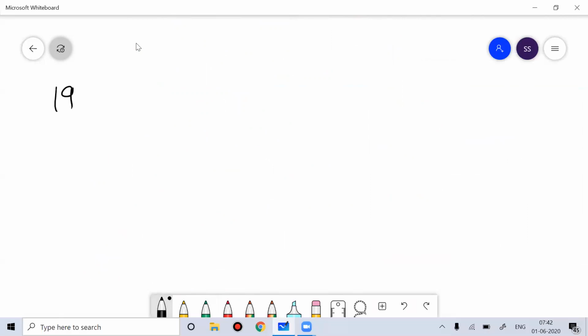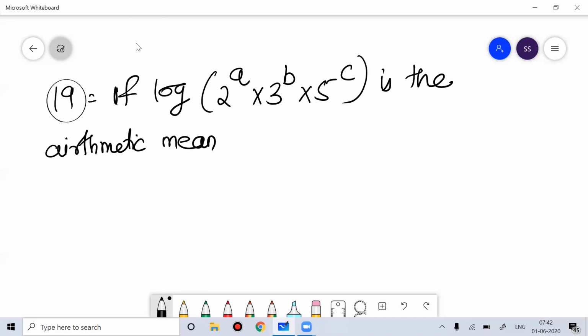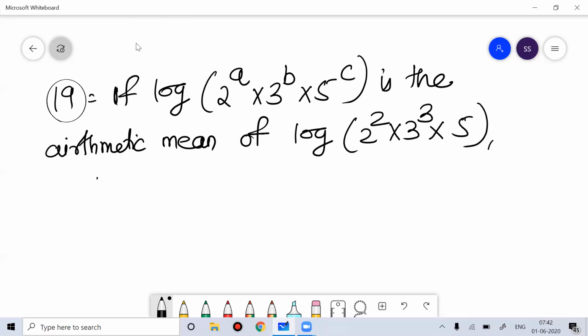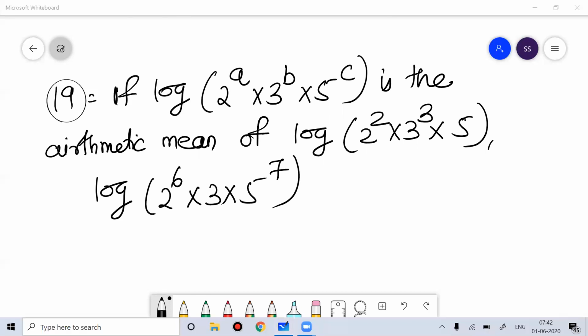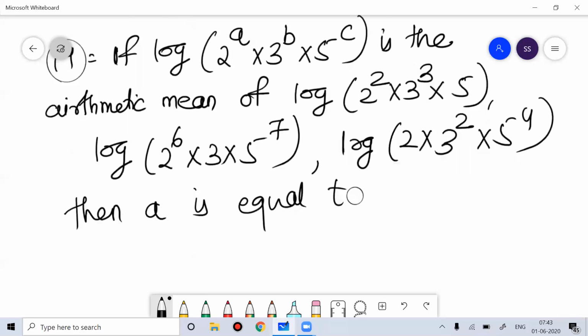So next problem, if log of 2 to the power a into 3 to the power b into 5 to the power c is the arithmetic mean of log of 2 to the power 2 into 3 to the power 3 into 5, log of 2 to the power 6 into 3 into 5 to the power 7, comma log of 2 into 3 to the power 2 into 5 to the power 4, then a is equal to?